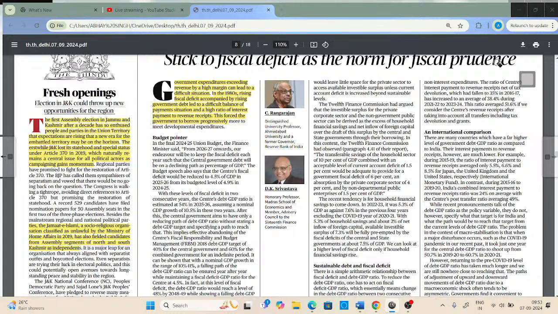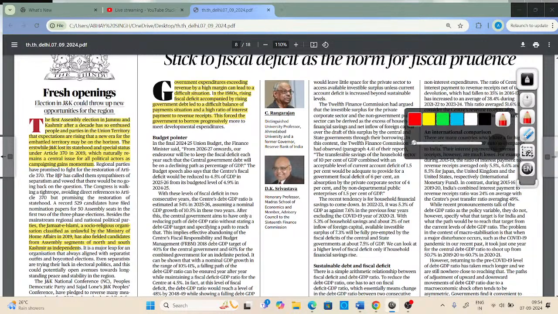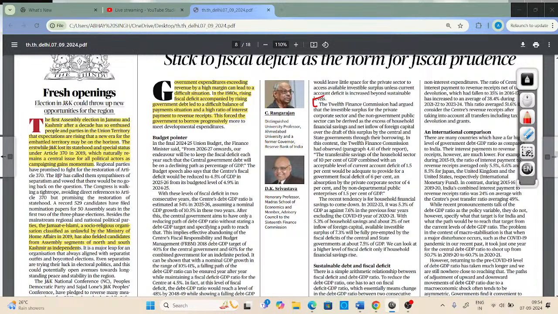Now, in this particular article, I'm saying again and again, you can give it a read, but there are a lot of facts which are important for us to understand. So you can jot down those facts only. Take this one example, a very fine example. The 12th Finance Commission had argued that the investable surplus for the private corporate sector and the non-governmental private sector can be derived as the excess of household financial savings and the net inflow of foreign capital.